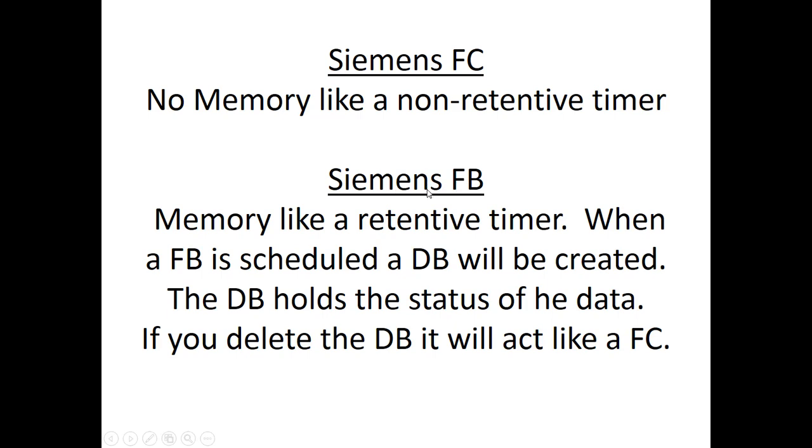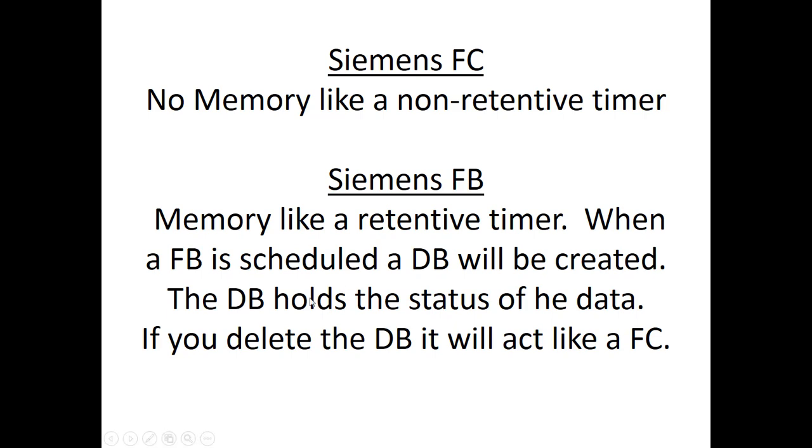The function block, on the other hand, does have memory, kind of like a retentive timer. When you schedule the FB, a data block is created. Every time you take the function block and schedule it, you get a data block, even if it's the same function block. So if we had Agent Smith and we scheduled Agent Smith 6 times, we would get 6 data blocks. Each data block remembers what is going on with each Agent Smith, because each Agent Smith might be doing something just a little bit different.